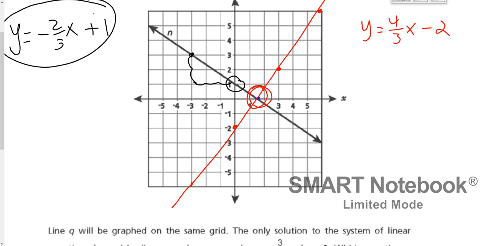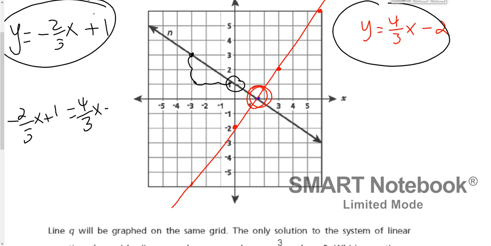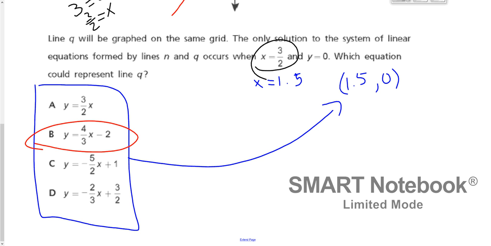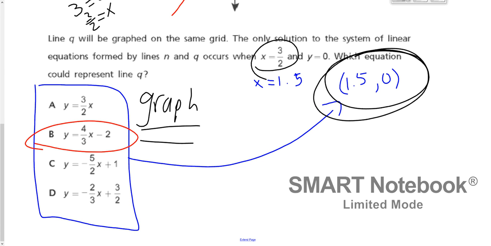So if we have this equation and this one, since they're both y equals, I can set them equal to each other. And now I'm going to solve this, so plus 2 over 3x to both sides. We get 1 equals 2x minus 2, add 2. So that's 3 equals 2x, and then divide by 2. X equals 3 over 2, which is what they told us here. But I think the easiest way was to just graph each of these lines and just see when it goes through that point.